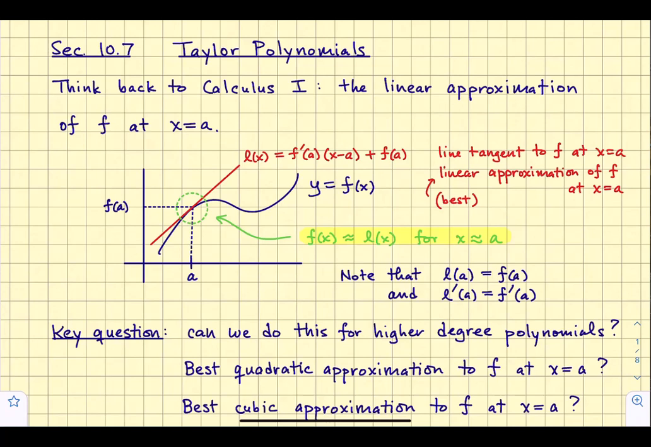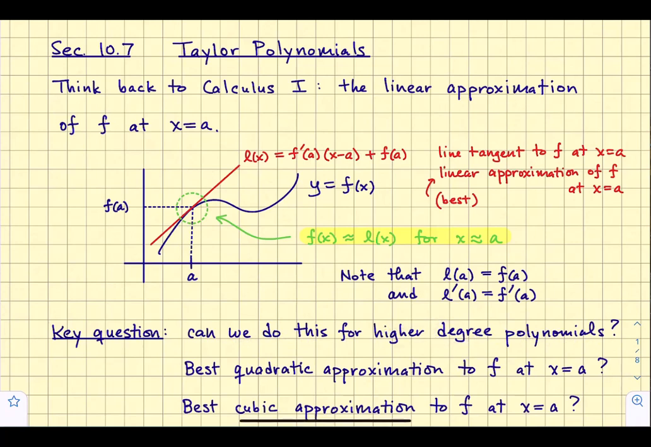So the key question that we have here is, okay, in Calculus 1 we did this with a first degree polynomial, in other words a linear function. We found this approximation to f using this first degree polynomial. And so the question before us now is, can we do this same thing for higher degree polynomials?